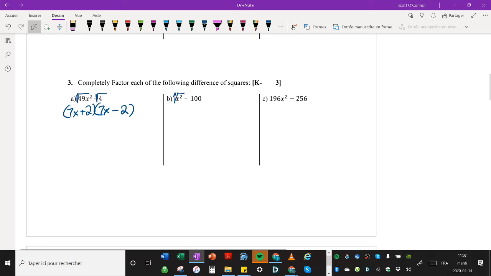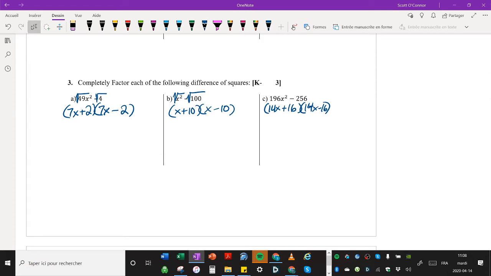Okay? If I square root x squared, what do I get? I get x. So that's the first term. If I square root 100, what do I get? I get 10, so positive 10, minus 10. If I square root 196, I get 14, and if I square root x squared, I get x. And so I get 14x, 14x. And then the square root of 256 is, I believe, 16. So I get plus 16, minus 16.